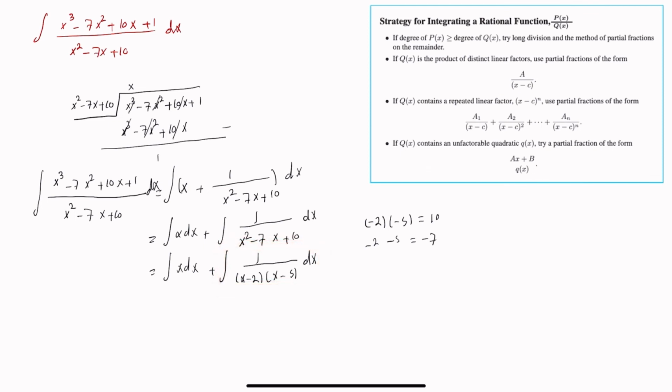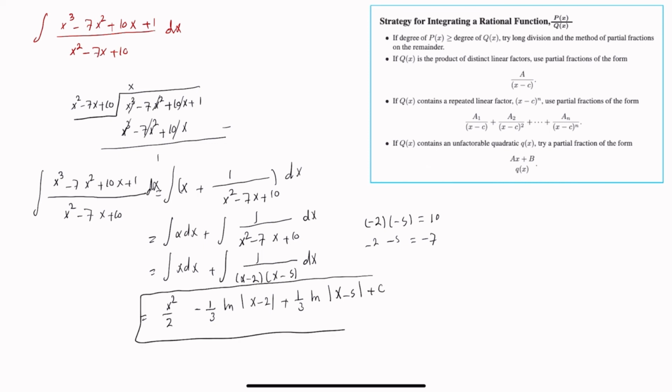Review older videos. So the antiderivative of x is going to be equal to x squared over 2, and then the antiderivative of the second integral is going to be equal to minus 1 over 3 natural log of the absolute value of x minus 2 plus 1 over 3 natural log of the absolute value of x minus 5, plus a constant c. And that should be the antiderivative of the given integral.